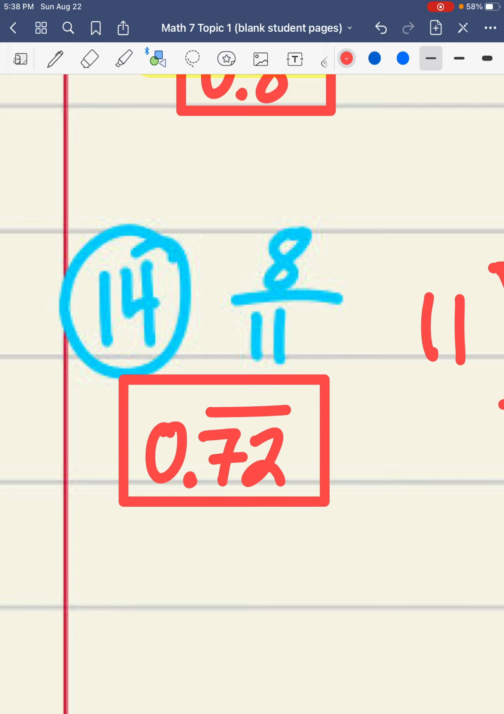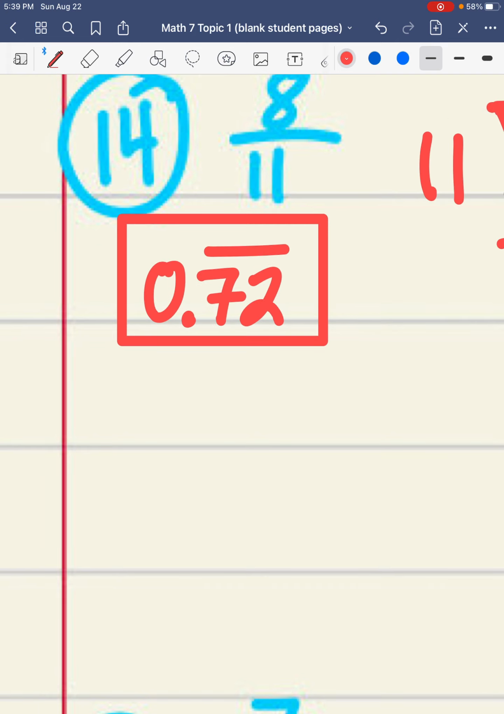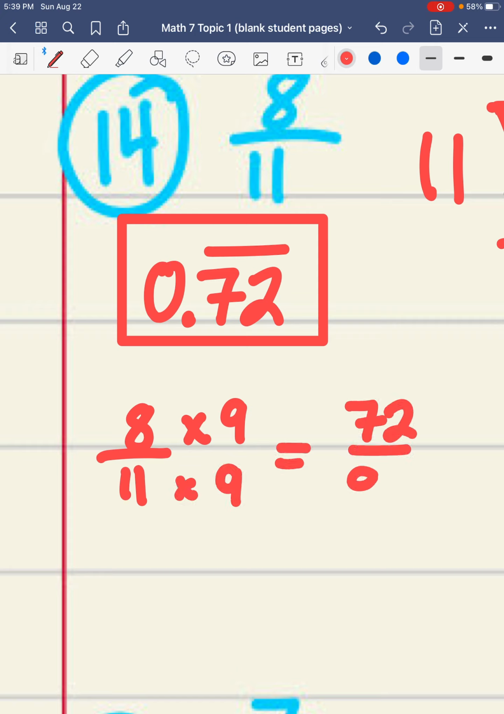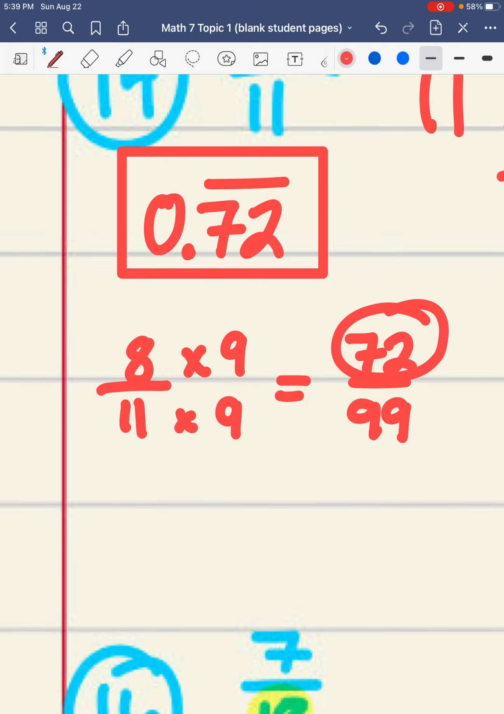So remember that trick that we just showed. If I have this fraction here, I can multiply by 9 on the top and 9 on the bottom. And I get 72 over 99. So my trick was that this right here will be what repeats in my fraction. So 0.72 repeating.